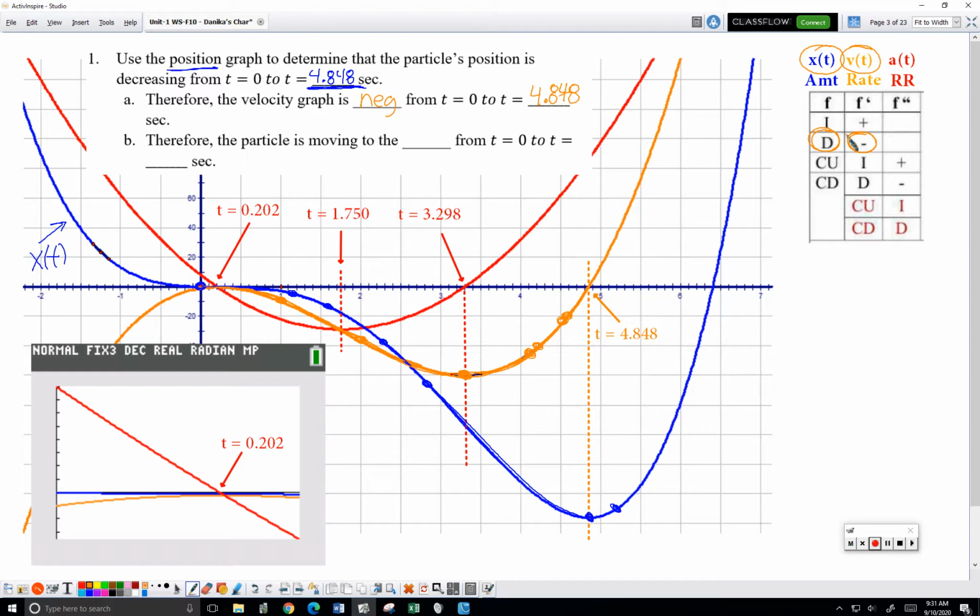Cool. Keep going. We already talked about this one. Therefore, the particle is moving to the left from time equals 0 to time equals 4.848. And again, what you should be paying attention to in this class is not that you can write down the answer, it's that you can actually look at it and go, yeah, that makes sense to me. Like, pay attention to how you feel. If you feel something isn't making sense, just talk.